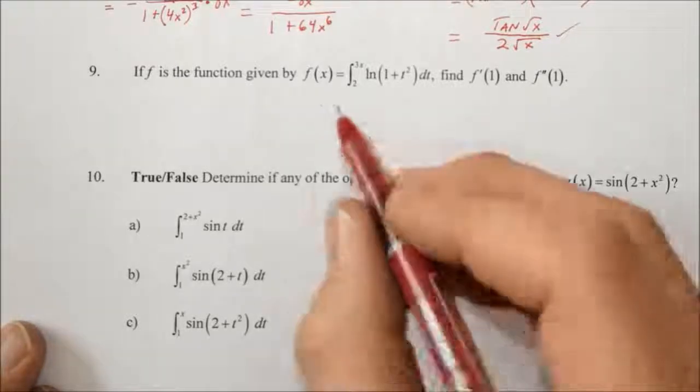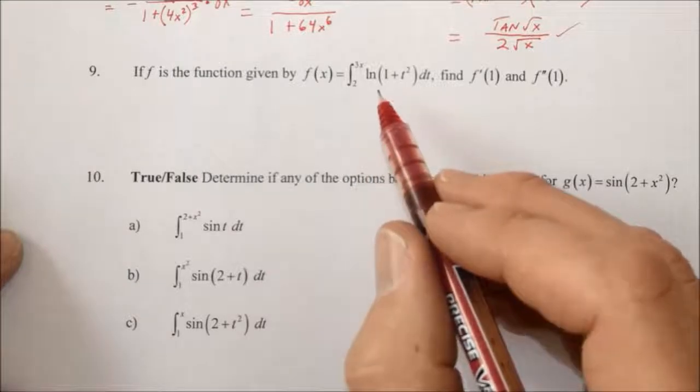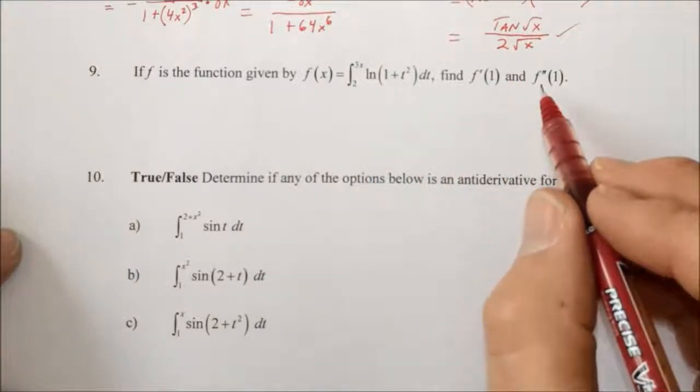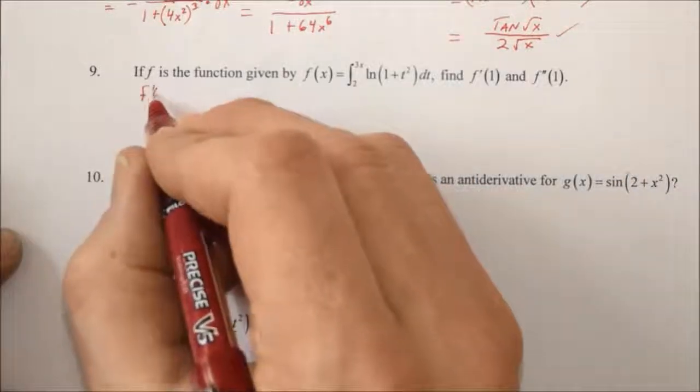Regarding number 9, we're given f of x is equal to the integral from 2 to 3x of the natural log of 1 plus t squared dt. We are charged with finding f prime of 1 and f double prime of 1. Before we can find f prime of 1, we need f prime of x.